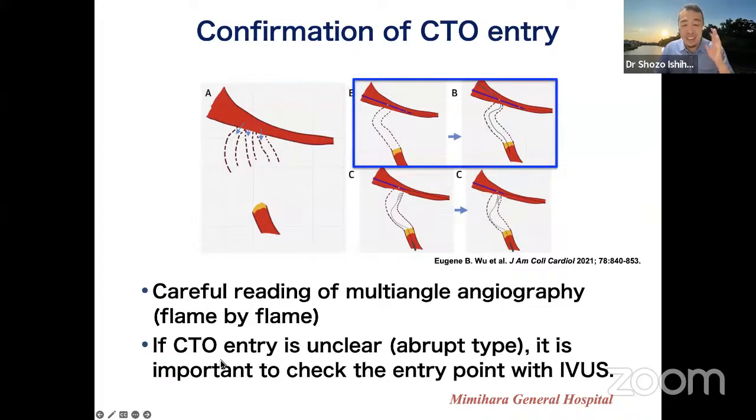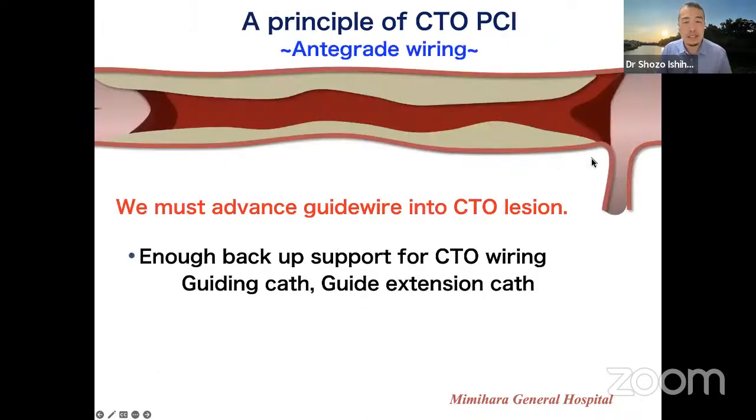To check the entry point with IVUS, whether the entry point is left side or center, right side, when we can't understand, we put IVUS. And sometimes it's possible to insert IVUS and also a microcatheter together like this. And with real-time IVUS checking, we can puncture the entry of the CTO with IVUS guidance. So this is also a very important principle of CTO PCI.